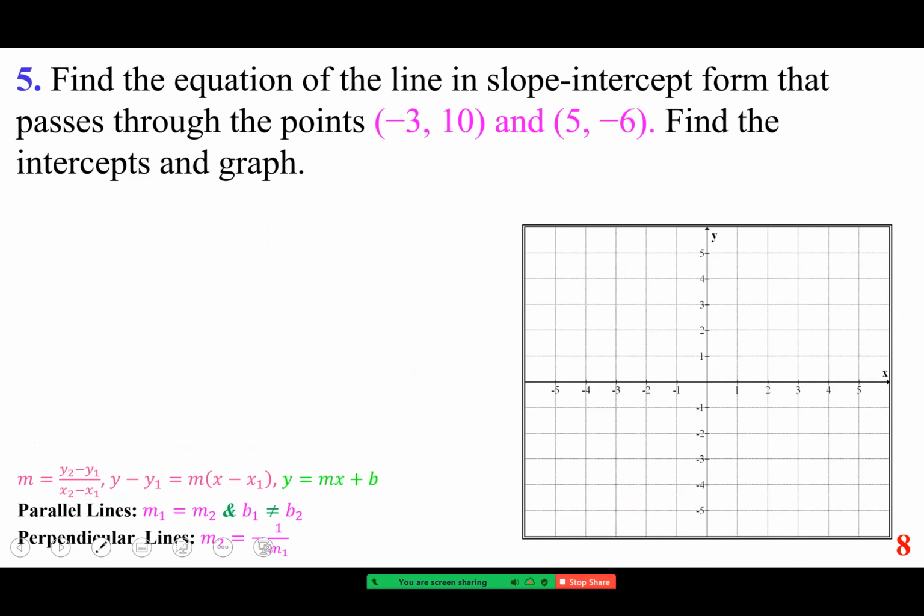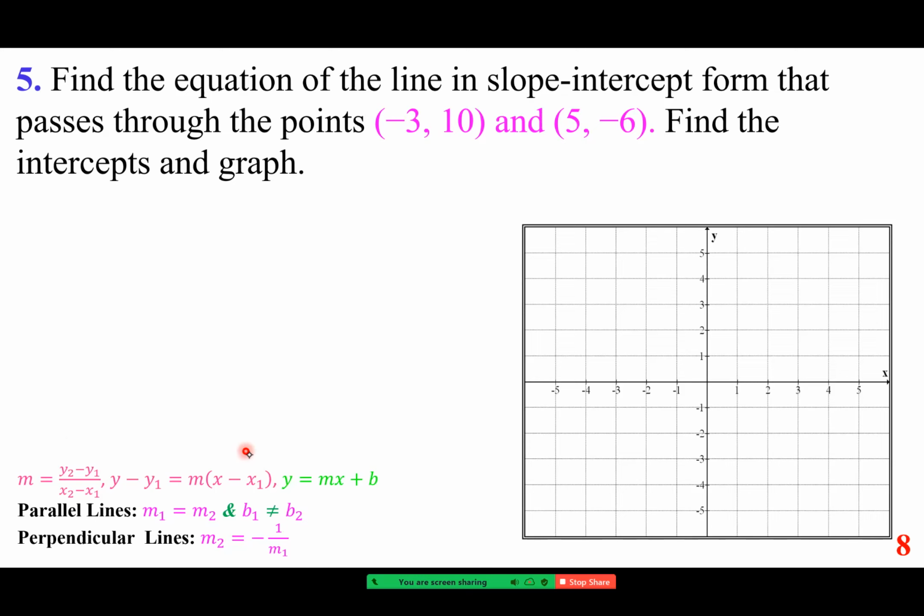All right. In this case, we want to find the equation of a line in slope-intercept form that passes through the points (-3, 10) and (5, -6). And we want to go through the process. We want to find the intercepts and we want to graph. First, at the bottom, I'm reminding you of what we have here. The slope, m equals y sub 2 minus y sub 1 over x sub 2 minus x sub 1.